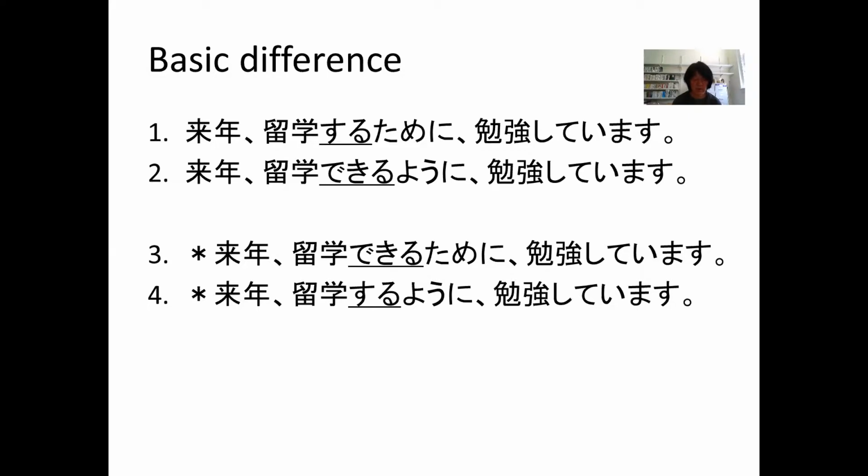The main difference between the two verbs is that suru is an active verb, while dekiru is a stative verb. Sentence 1 means, I am studying in order to study abroad next year. And sentence 2 means, I'm studying so that I will be able to study abroad next year. In the next page, we will examine more sentences, this time with another verb.